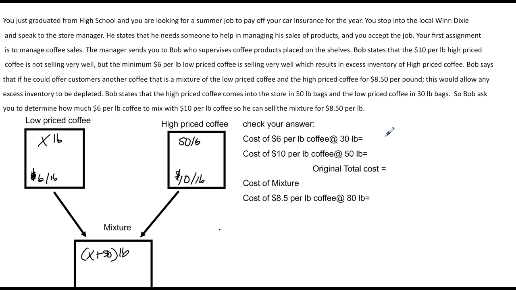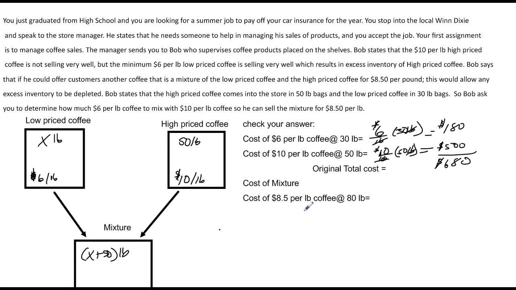So our original cost of our coffee, $6 per pound at 30 pounds, pounds cancel, so that's equal to 6 times 30, which is $180. So we know a 30-pound bag of coffee at $6 per pound will cost us $180. A 50-pound bag of coffee at $10 per pound, at 50 pounds, pounds cancel, would cost us $500. Okay. And so our total cost would be $680.